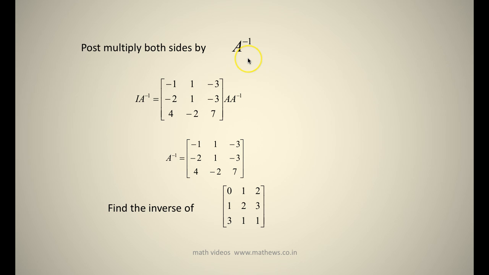Post multiply both sides by A inverse. So I A inverse would be this matrix which we have just got into A inverse. So A inverse would be this matrix, since A into A inverse is the identity matrix.